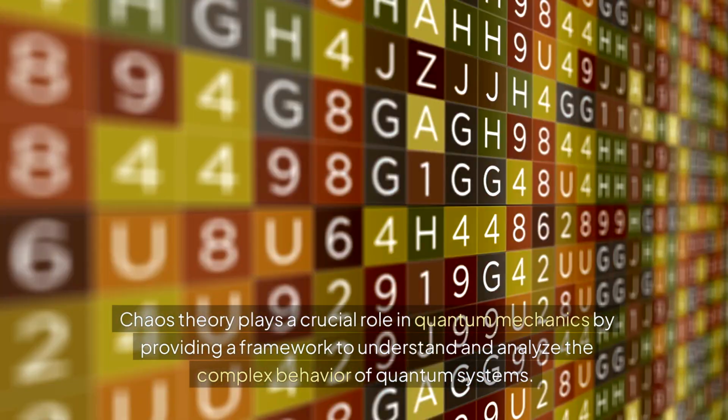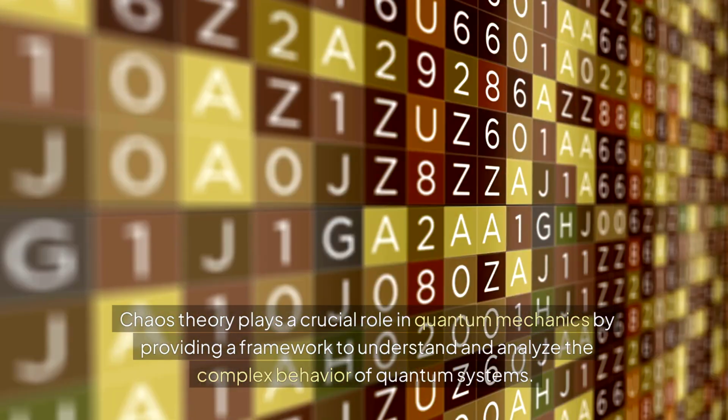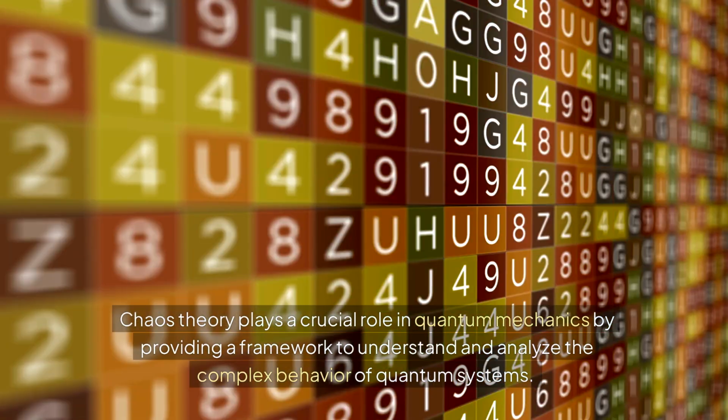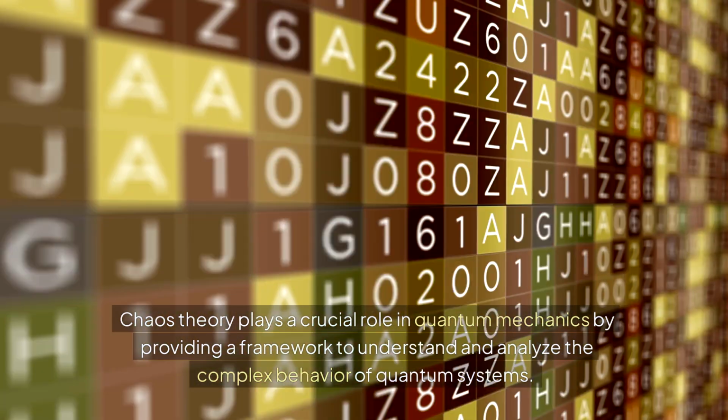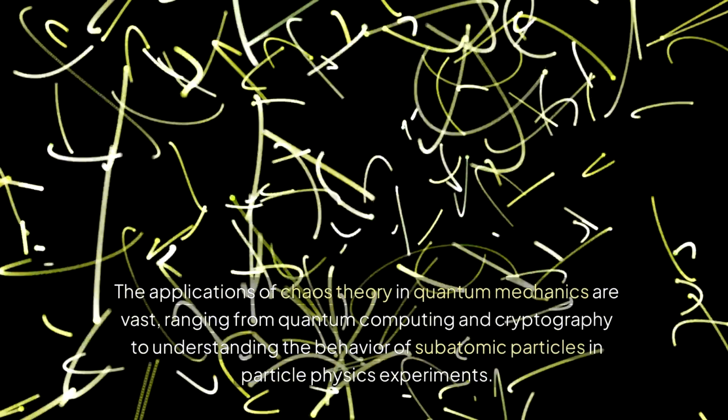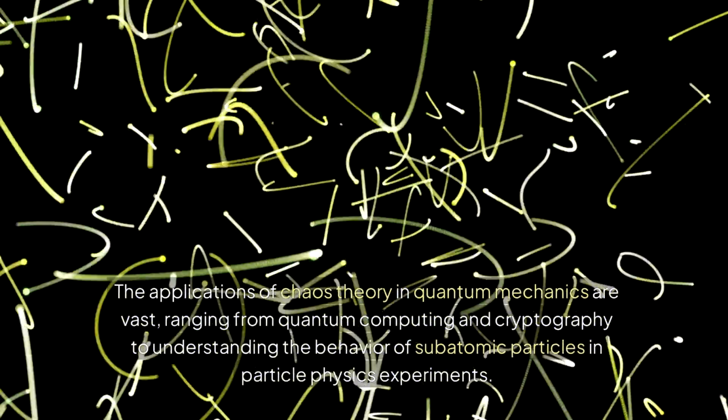Chaos theory plays a crucial role in quantum mechanics by providing a framework to understand and analyze the complex behavior of quantum systems. The applications of chaos theory in quantum mechanics are vast, ranging from quantum computing and cryptography to understanding the behavior of subatomic particles in particle physics experiments.